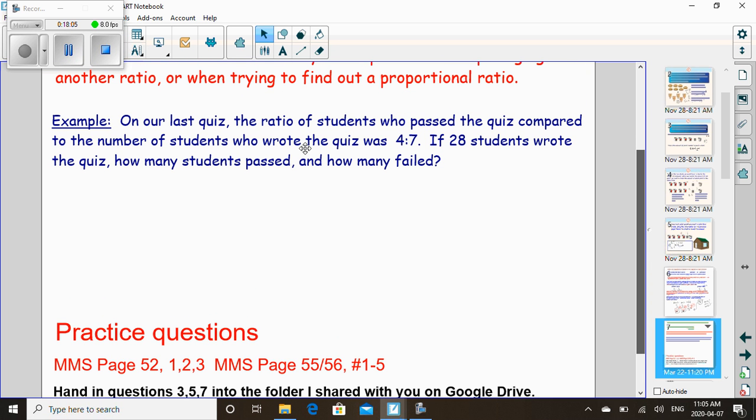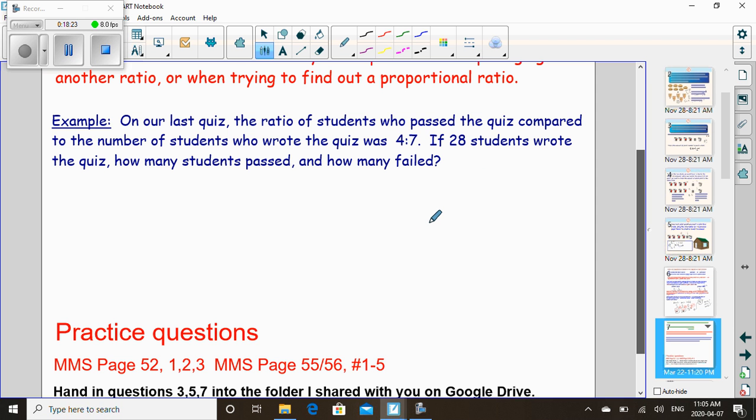So on our last quiz, the ratio of students who passed the quiz compared to the number of students who wrote the quiz was 4 to 7. That's not great, but anyway, let's say that's what we're dealing with. 4 to 7. If 28 students wrote the quiz, how many students passed and how many failed?